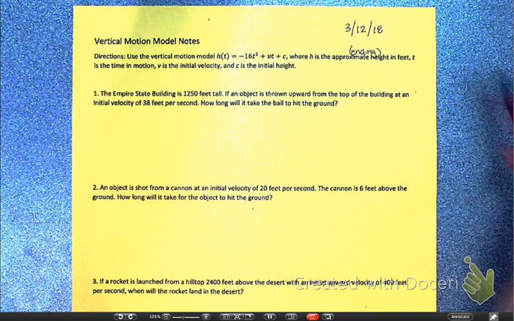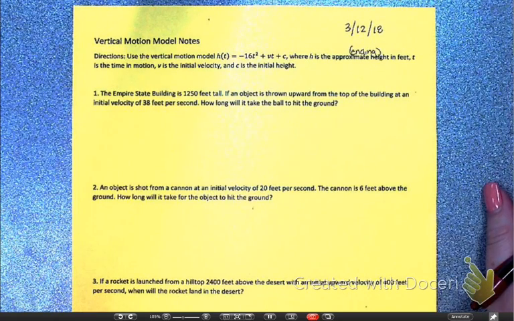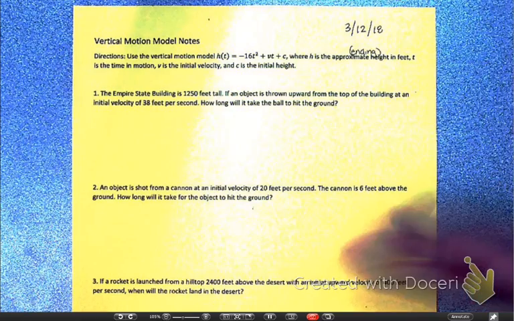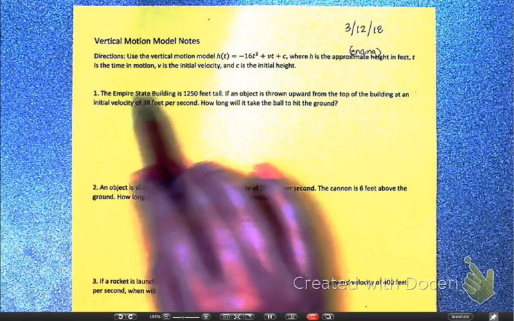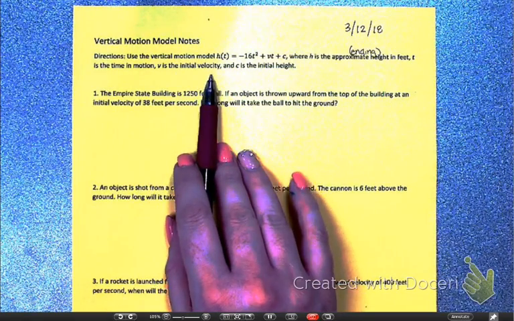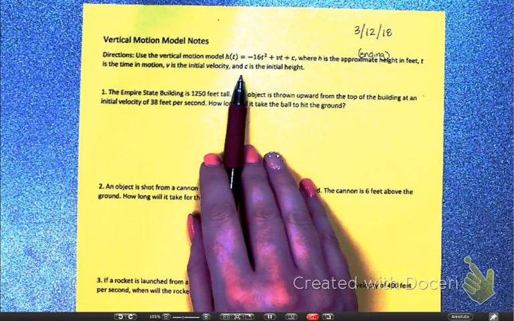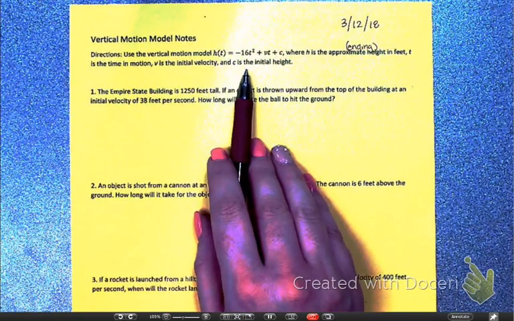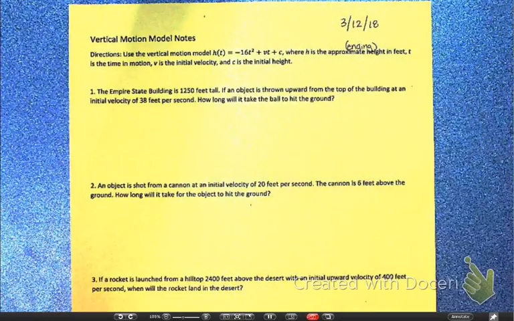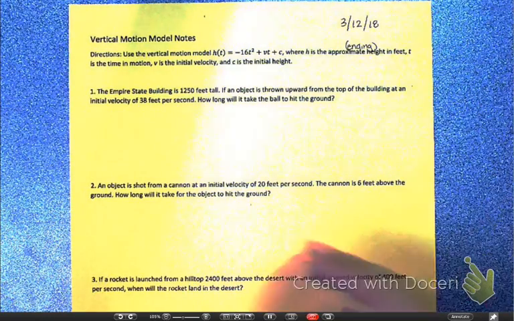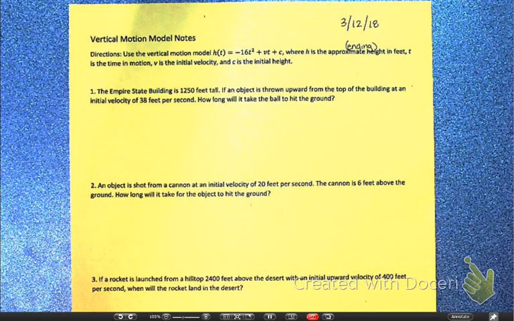In feet. T is time. Okay, how long the object is in the air, and then ultimately when the object hits the ground. V is your velocity, so how fast the object is moving, and C is going to be your initial height. What we're solving for in all of these problems is T. We're finding how long it takes something to hit the ground. Okay? Questions with the direction part?